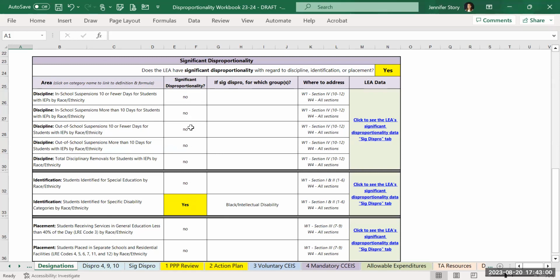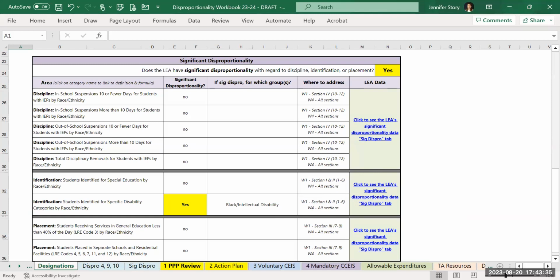This tells the district if they have significant disproportionality, which again is 3.0 or greater for 3 years in a row, and if so, for which identified groups. So students who are Black or African American identified as having an intellectual disability, for example. These are the worksheets where you're going to address this particular area of disproportionality. And to see the district's significant disproportionality data, you can click here. So those are the designations tab.